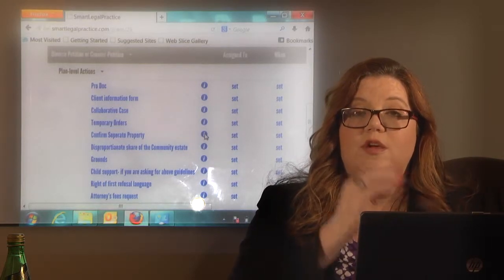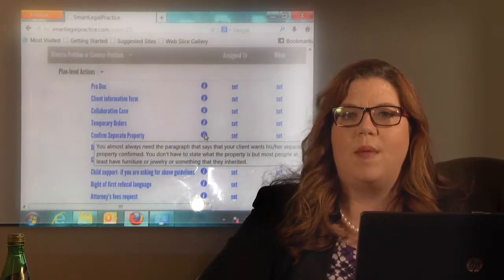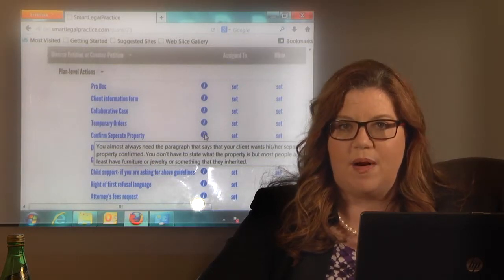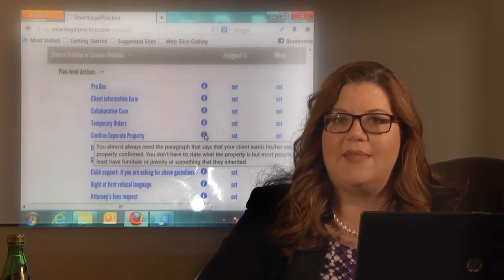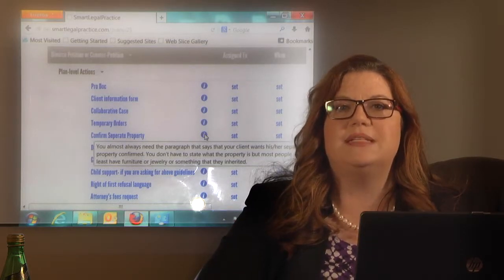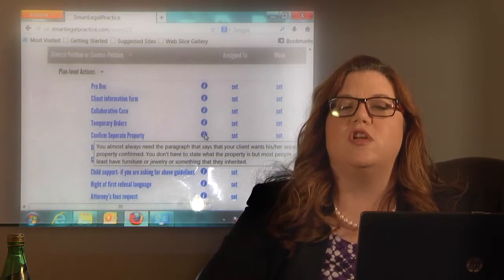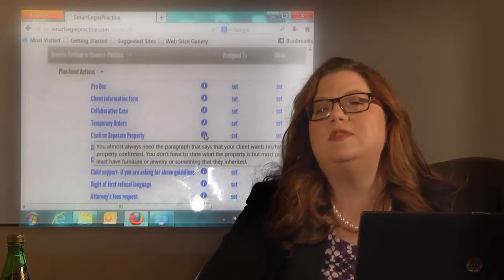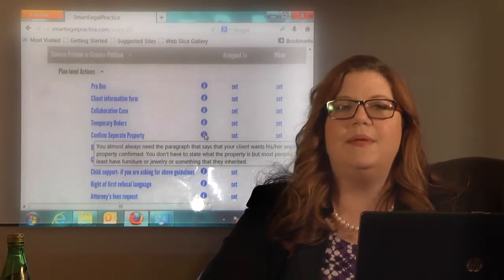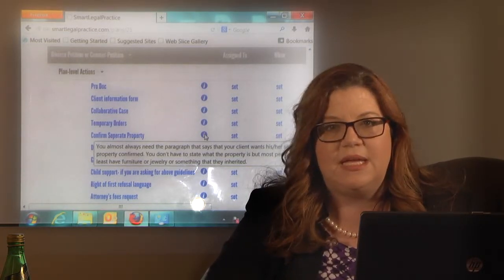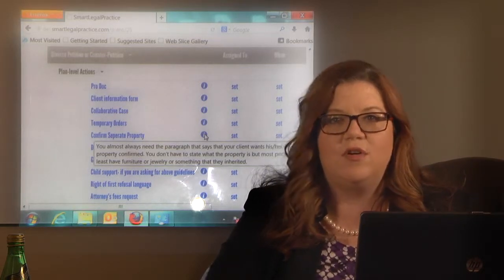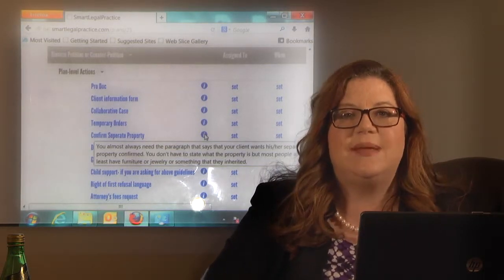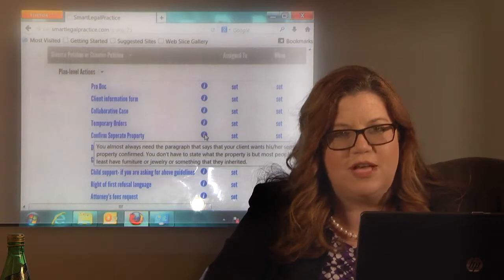You'll want to include a request if you have separate property to confirm separate property. And you're confirming it. That's different than awarding it because it's already theirs. So you're confirming their separate property, and almost everybody has some separate property. I mean, furniture they inherited from their family, jewelry that was a gift, whatever other gifts. It has to be an actual gift. You can't create a gift to yourself.